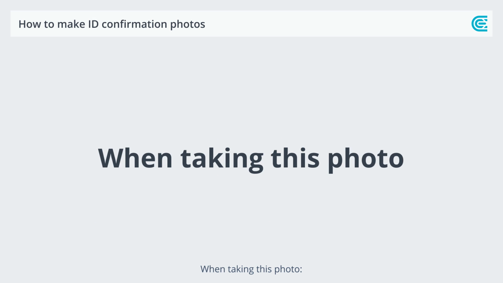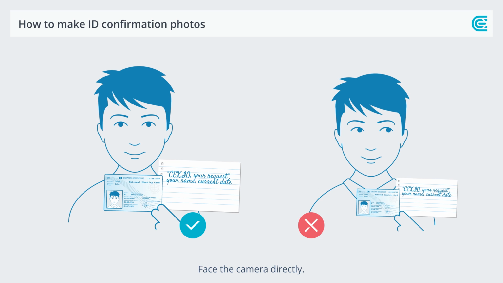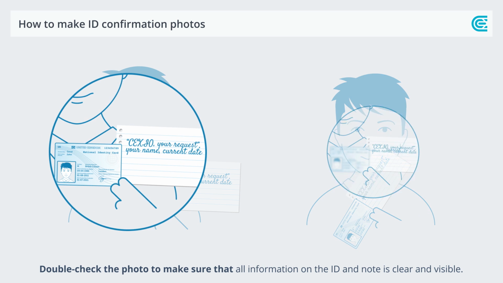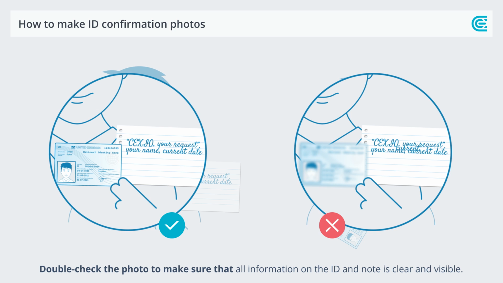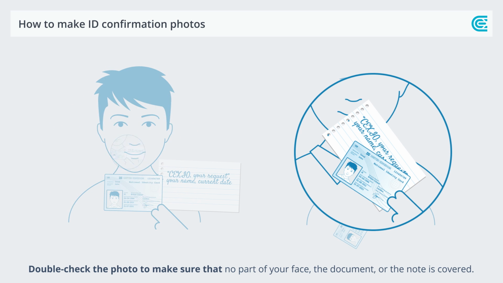When taking this photo, hold both the ID document and the note in one hand next to your face. Face the camera directly. Don't cover your face with the note or document. Double check the photo to make sure that all the information on the ID and note is clear and visible. No part of your face, the document or the note is covered.